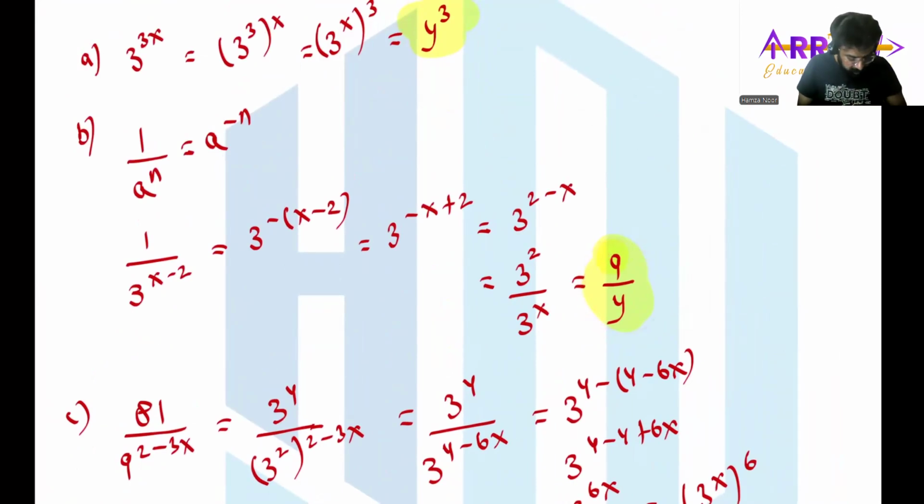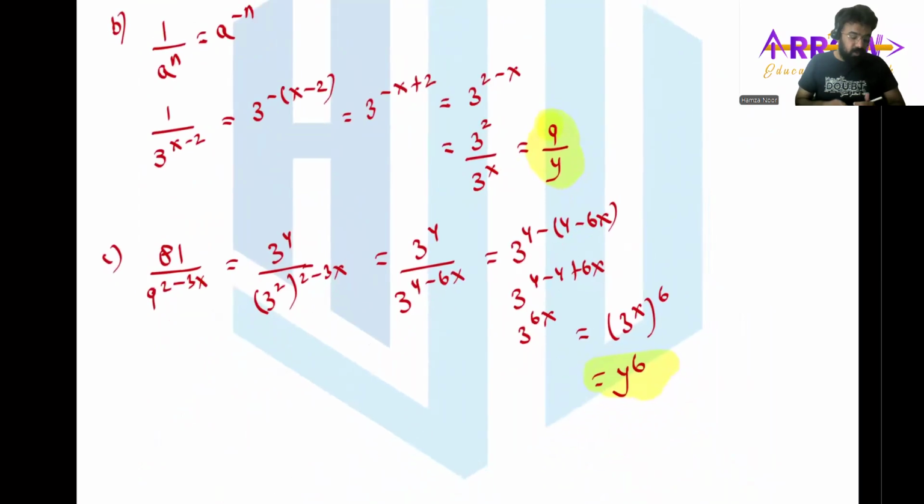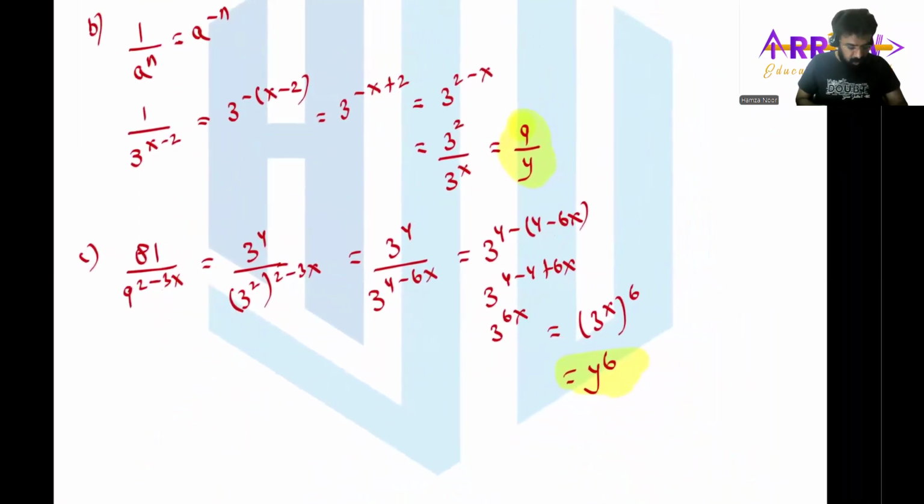All right, so now let's move on to part C, and we are going to conclude this lecture. By the way, to my enrolled students, this is lecture number 1.7 part 2, of International A-Level Edexcel P1. In part 1 we discussed the chapter review questions and exercise 1F questions. So here we have part C, 81 upon 9 raised to the power of 2 minus 3x.